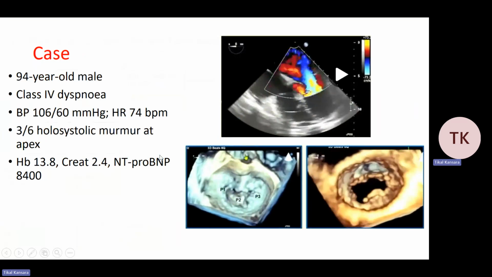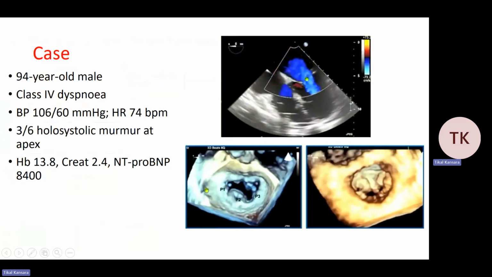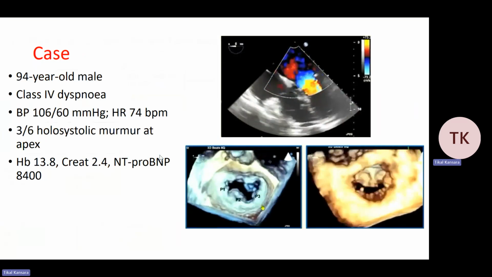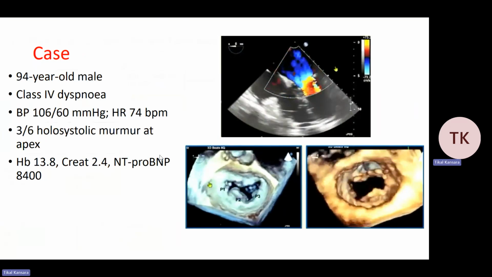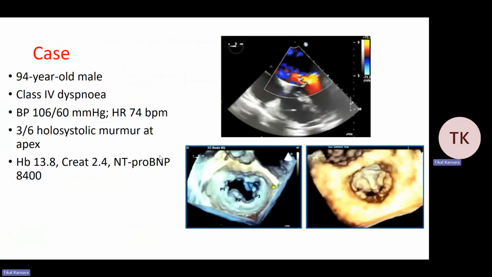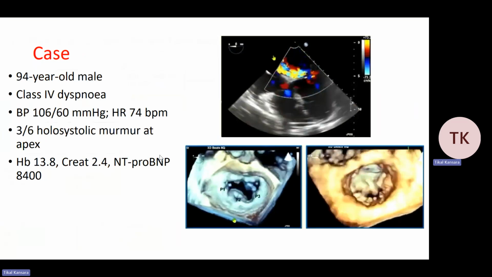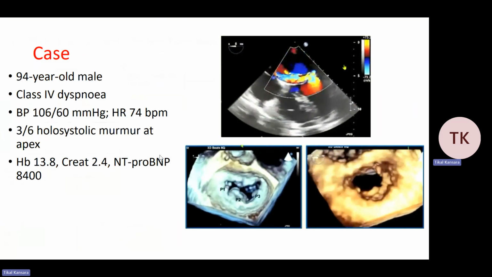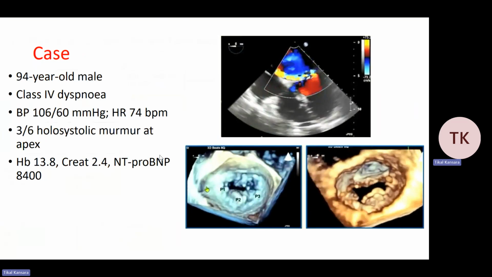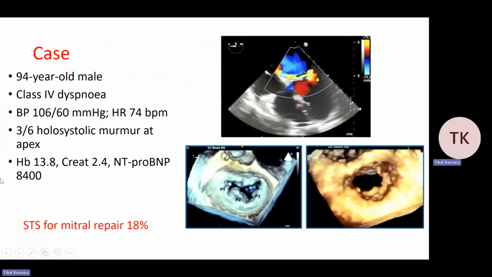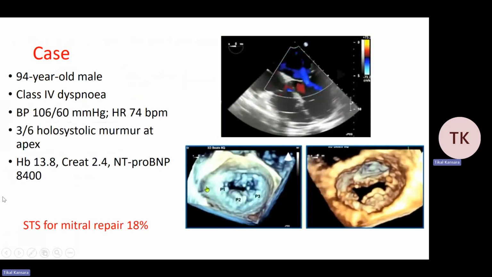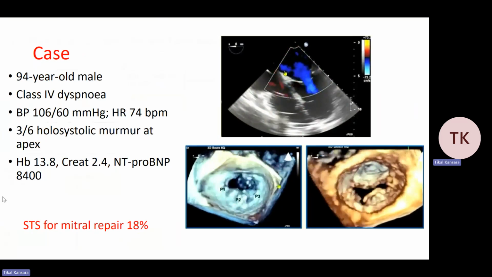So what is the treatment for this? What do you think we should do for this patient in an ideal world? What should we do first for this patient? Okay, you optimize volume, and then what is the surgical approach? What do you want to do as a definitive management for this patient? Repair. Repair is the best thing you want to do for this patient. But because of his 94 years of age, the STS score became 18. So what are you going to do now?